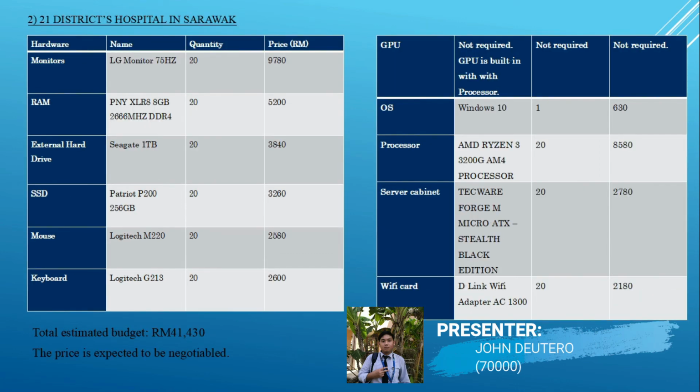Meanwhile, for the district hospitals in Sarawak, we know that these district hospitals didn't require great performance because they just need to share information with the SGH. So due to that, we have chosen this hardware for each category with the price stated here. When we sum up the prices here, we get 41,430 ringgit, where the price is expected to be negotiable.